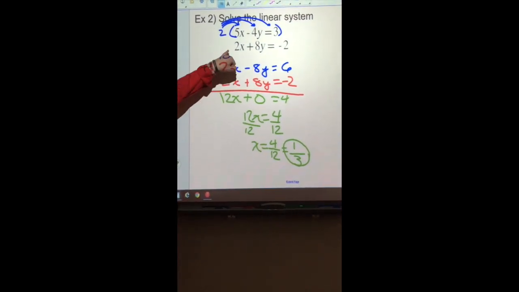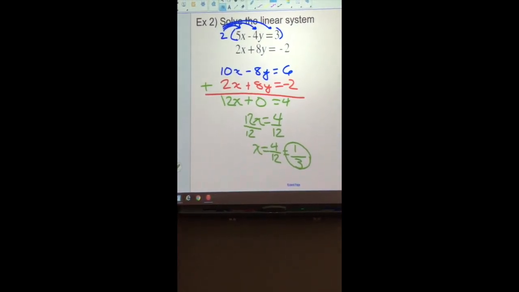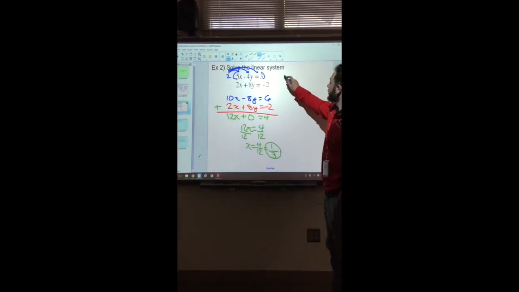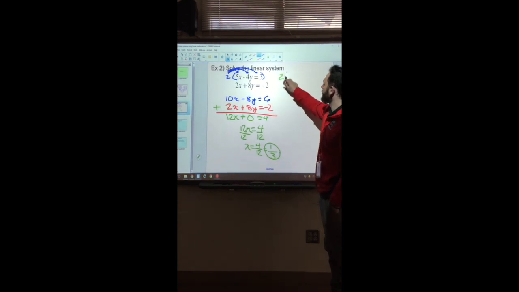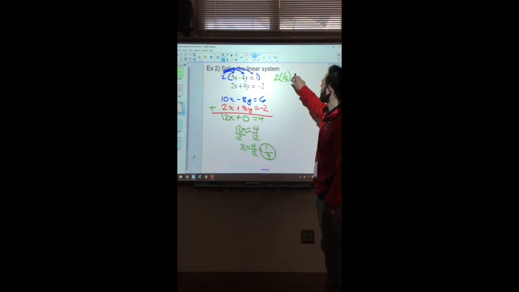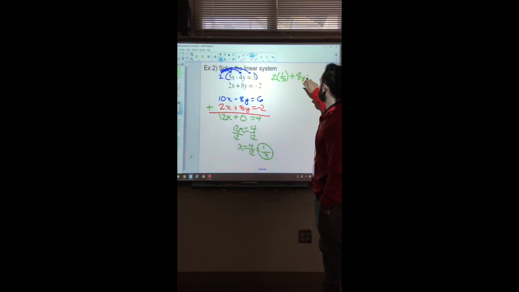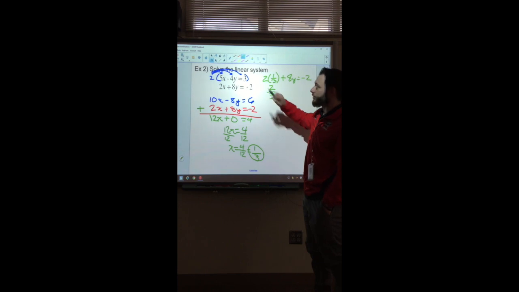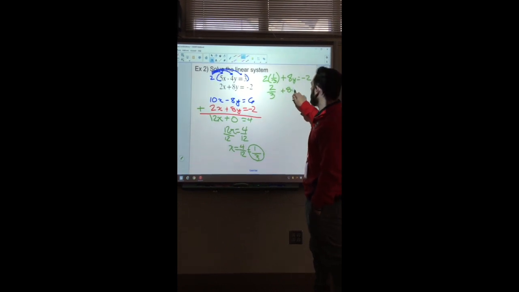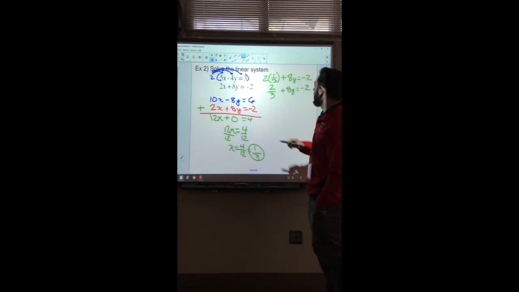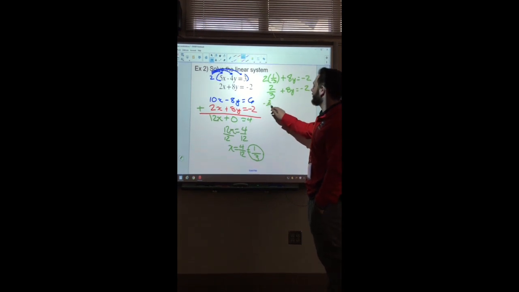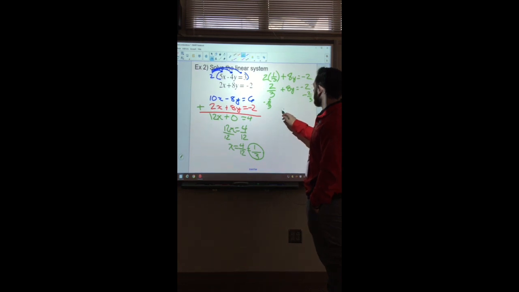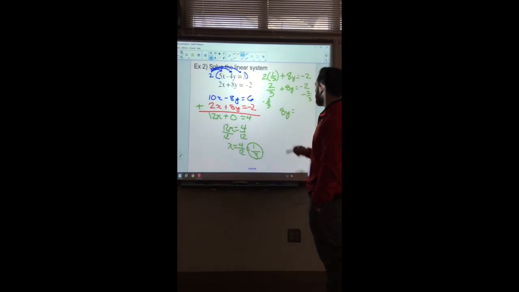Now all we have to do is plug that in for our x value and solve for y. So I'm going to choose this bottom one. So we get 2 times 1/3 plus 8y equals negative 2. We get 2/3 plus 8y equals negative 2. We're going to minus 2/3, minus 2/3. Okay, so we get 8y equals.